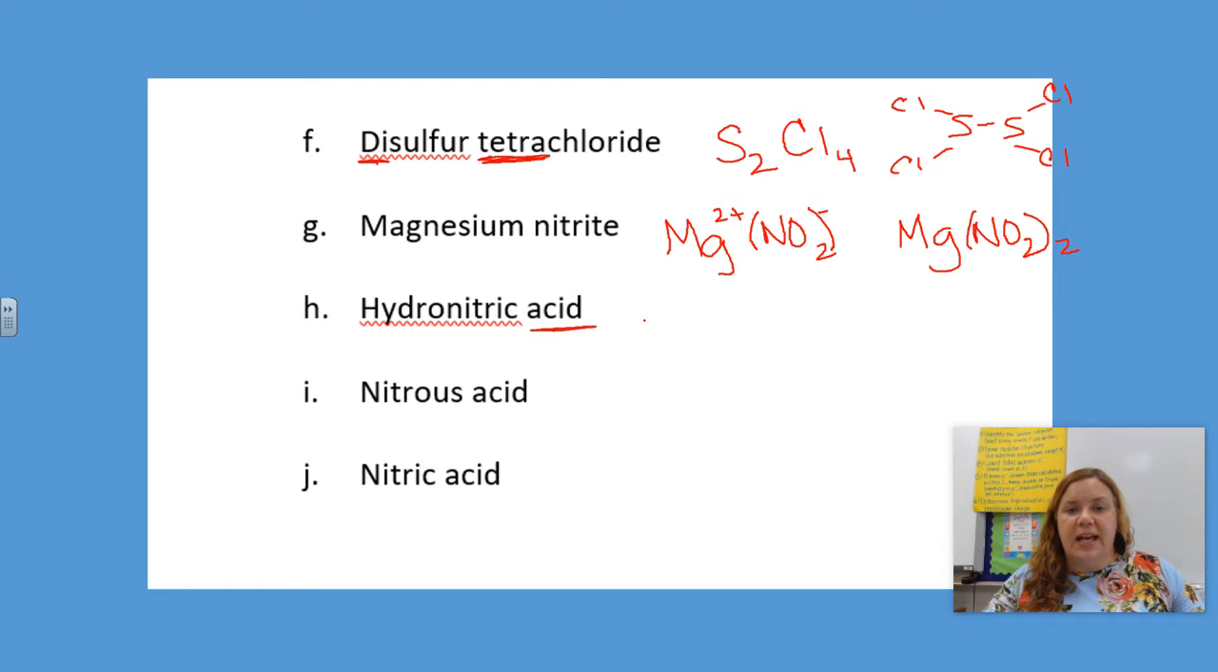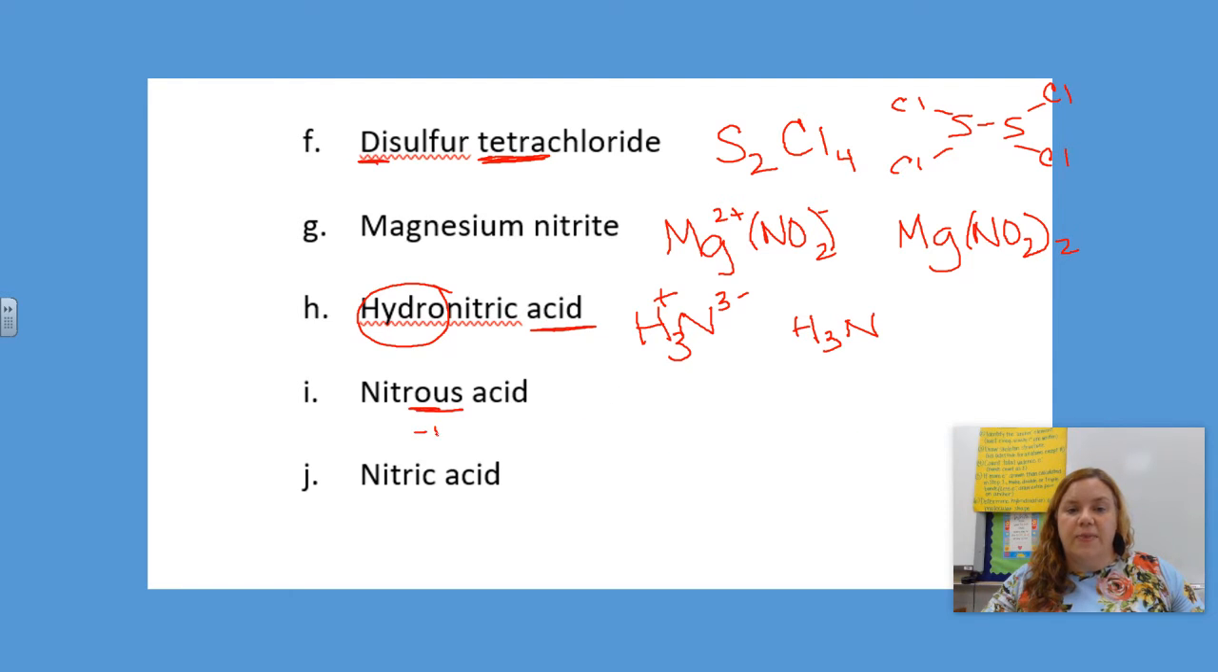Hydronitric acid, we see the acid and we know it's an H right away. We look and we see that hydro, and that hydro tells us it's only one element. So it's HN. Hydrogen has a +1 charge. Nitrogen has a 3-, so therefore our final answer is H3N.